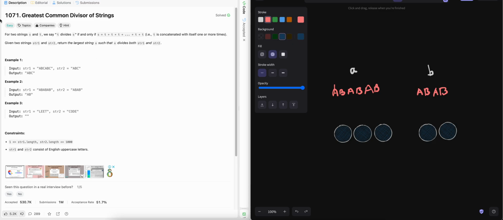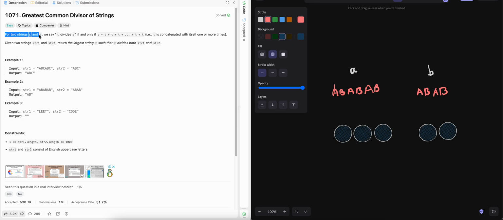Today we are going to see another problem, numbered 1071, greatest common divisor of strings. It is a video belonging to the series of Leetcode 75. So let's try to solve that. Okay, so let's go through the problem statement.